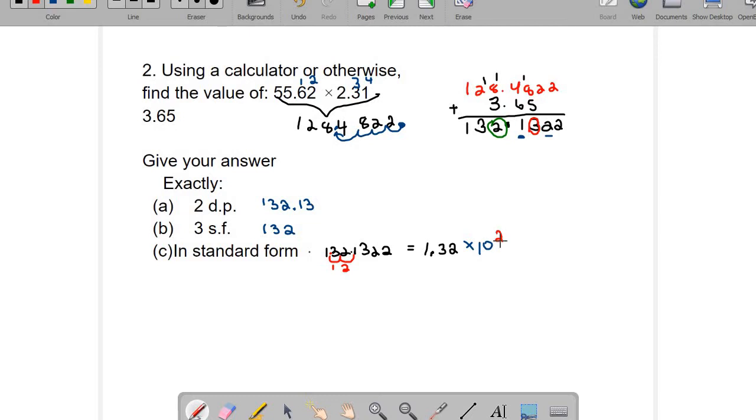Okay, the sign of your power is important as well. So we move 2 spaces to the left. The power is going to be 2. Because we moved to the left, that means our power is going to be positive. So if you move to the left, then your power is positive. If you move to the right, then your power should be negative.